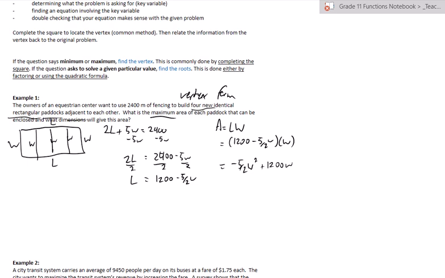We can now complete the square to find the vertex. So completing the square, we need the W squared to be isolated. And when we do that, we're going to factor out this negative 5/2 out of W squared and W. So that gives us negative 5/2 (W squared ... 1200. When you're factoring this out, remember you're pretty much dividing. You're doing 1200 divided by negative 5/2. That's going to give us minus 480 W.